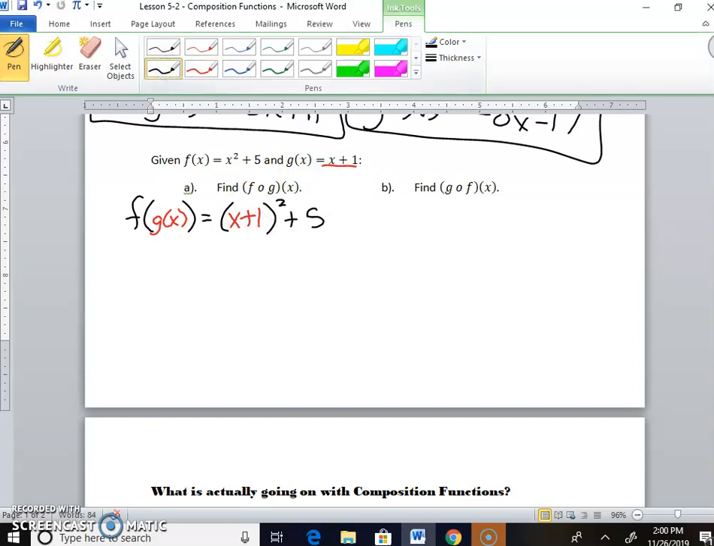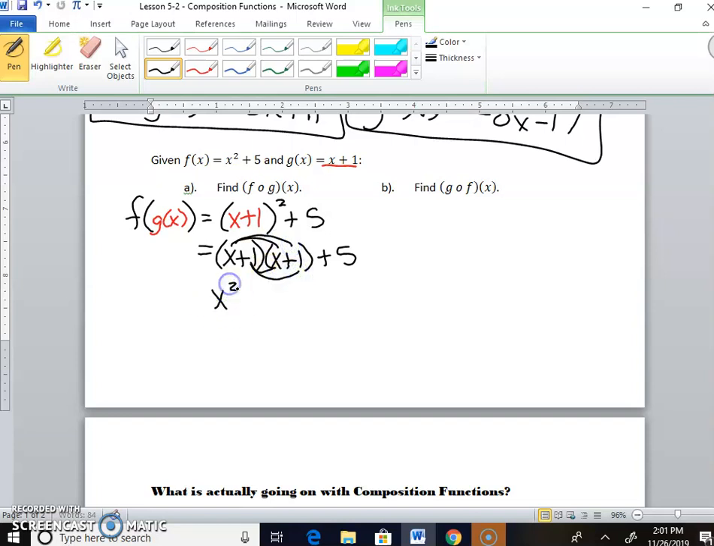Now, a common mistake that people are going to make on this one: x plus 1 squared plus 5. The squared does not distribute. The squared does not distribute. If something is squared, that means it's being multiplied times itself. So x plus 1 squared means that I'm taking x plus 1 times x plus 1. Okay? That means that I'm going to need to FOIL this.